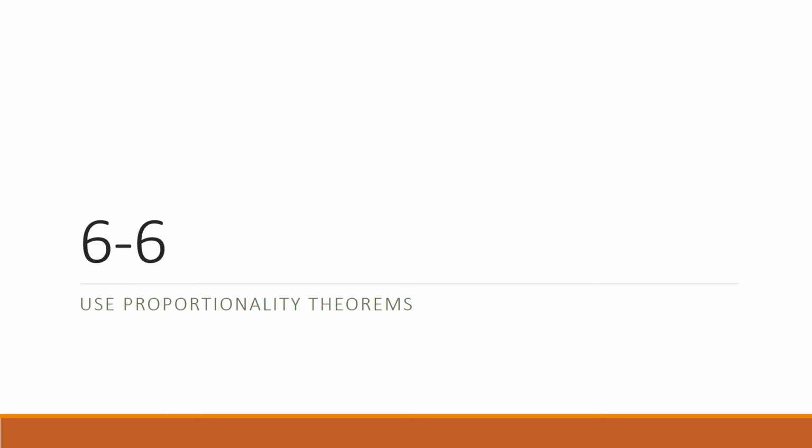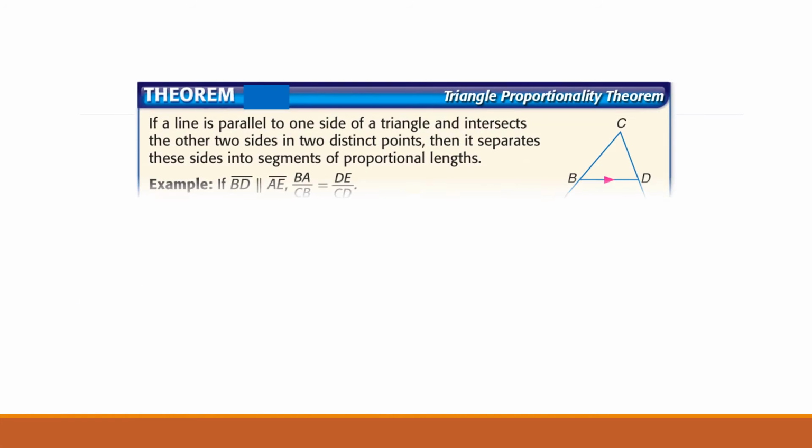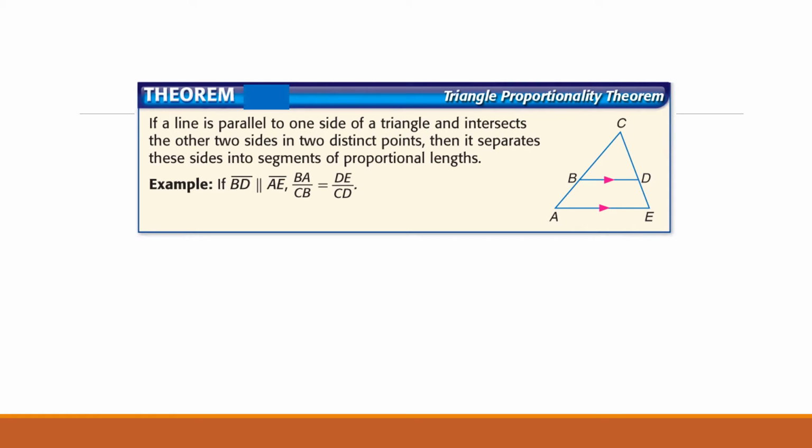Okay, this is lesson 6.6 and 6.7. 6.6 is use proportionality theorems. This is the triangle proportionality theorem. We kind of discussed this at the very first lesson when I gave you that picture that you had to set up. And I was telling you that you had to have the parallel lines.